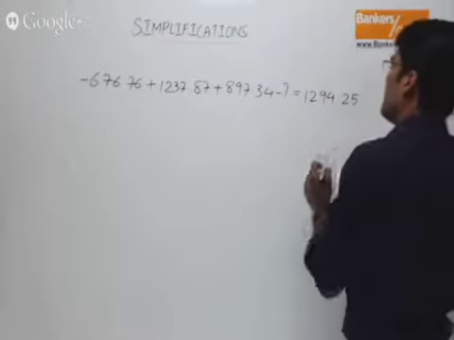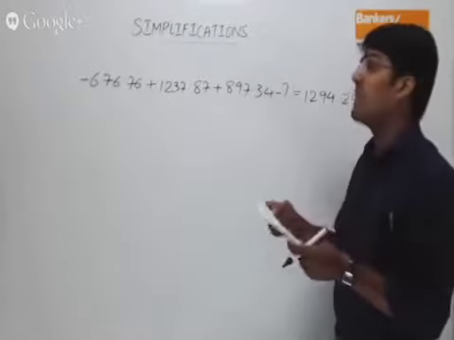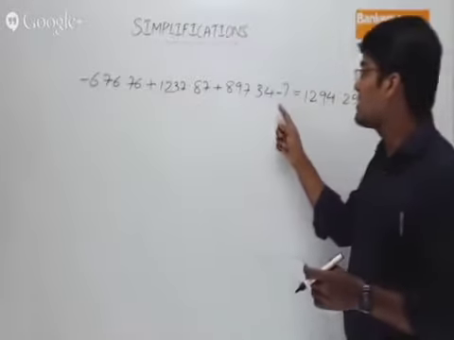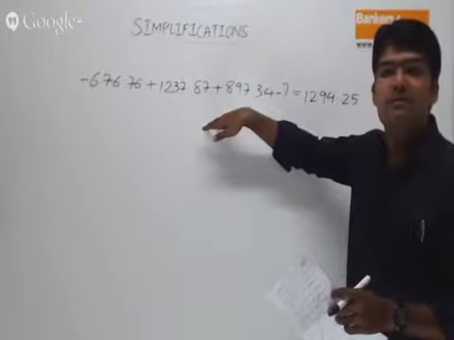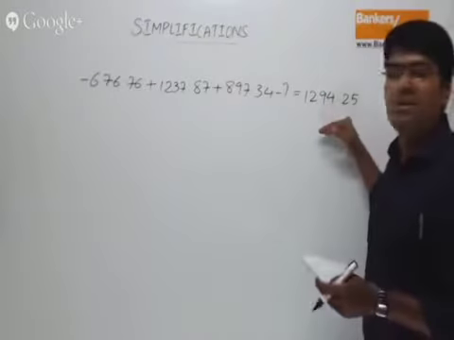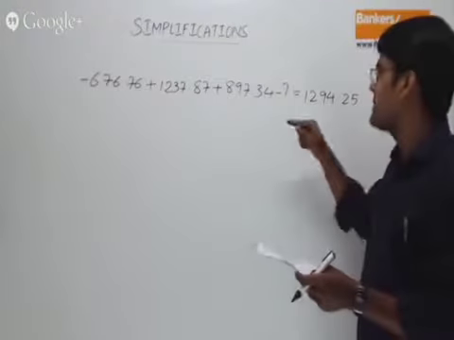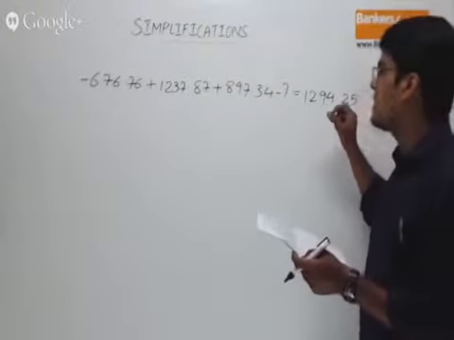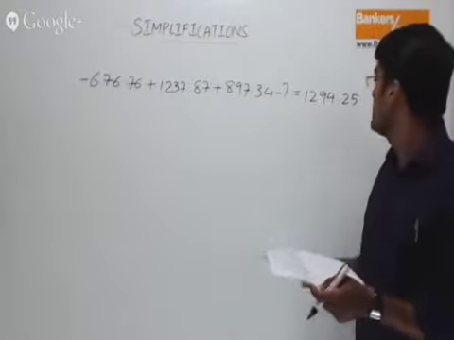1294.25. So I would say this is a little complicated compared to the previous one. We are starting with a negative number, and then the question mark is not on one of the sides, right? It comes in the middle of the left hand side, and there's one number on the right hand side, right? So the question says minus 676.76 plus 1237.87 plus 897.34 minus question mark is equal to 1294.25.